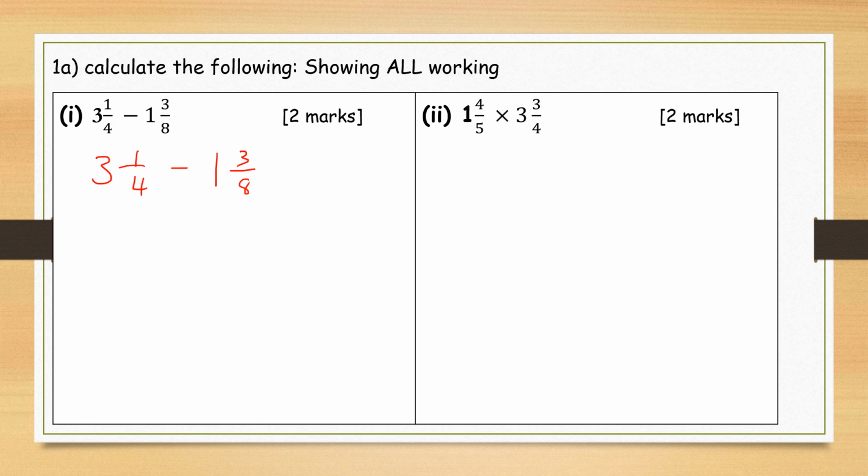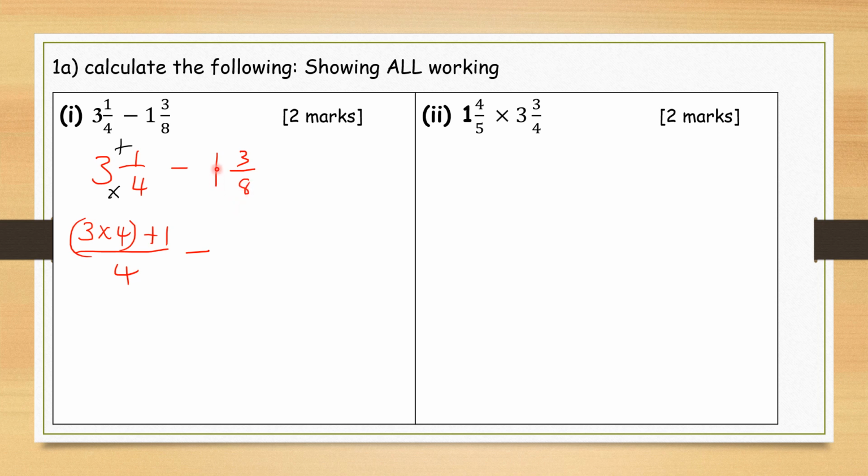So the rule is you multiply the whole number by the denominator plus the numerator, and that is going to give us 3 times 4 plus 1/4 minus, and you do the same thing to the second mixed number. Whole number, numerator, top number, bottom number, denominator.